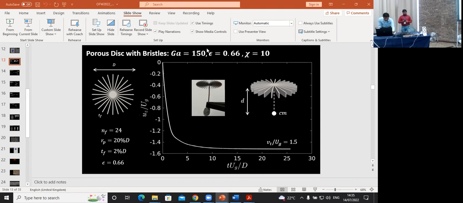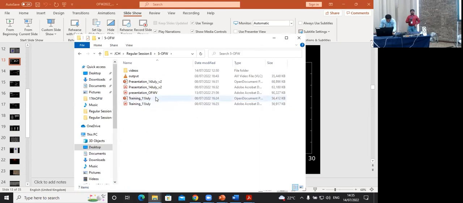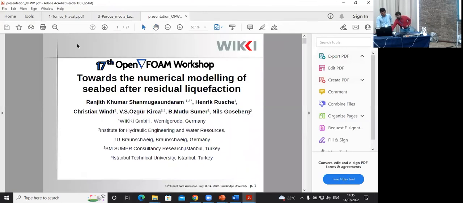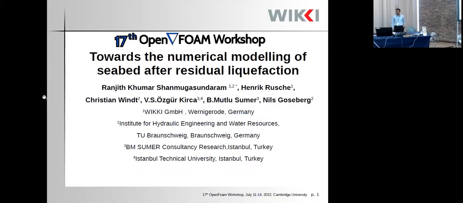So I invite Mr. Ranjith Kumar, and he will be speaking on numerical modeling of liquefaction around marine structures. Welcome everyone to my presentation. Let me start by introducing myself. My name is Ranjith Kumar Shanmugasundaram. I am an engineer at Wikki GmbH and also a PhD student at TU Braunschweig. In this presentation, I will be taking you through the numerical modeling of seabed after residual liquefaction. And here are my co-authors.